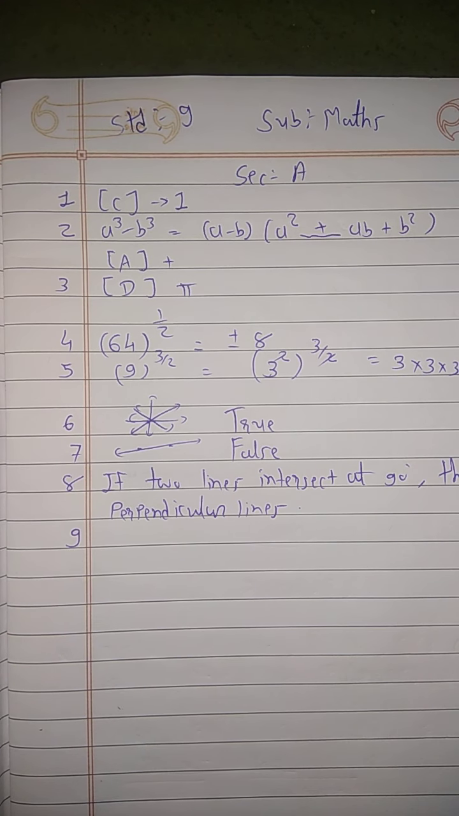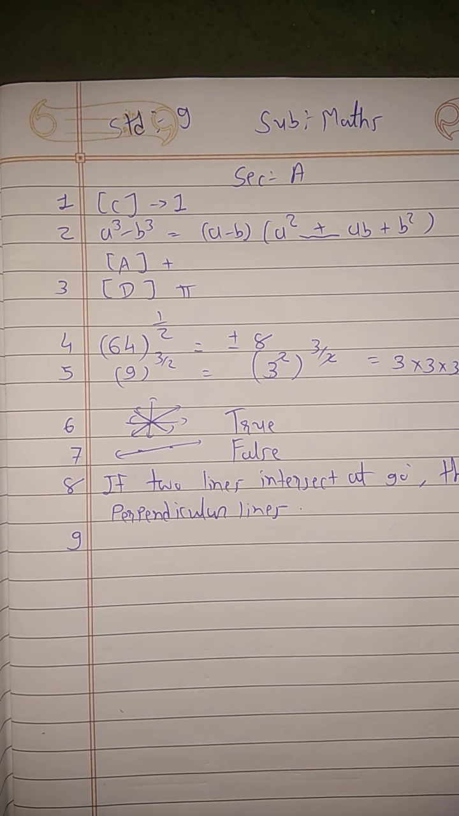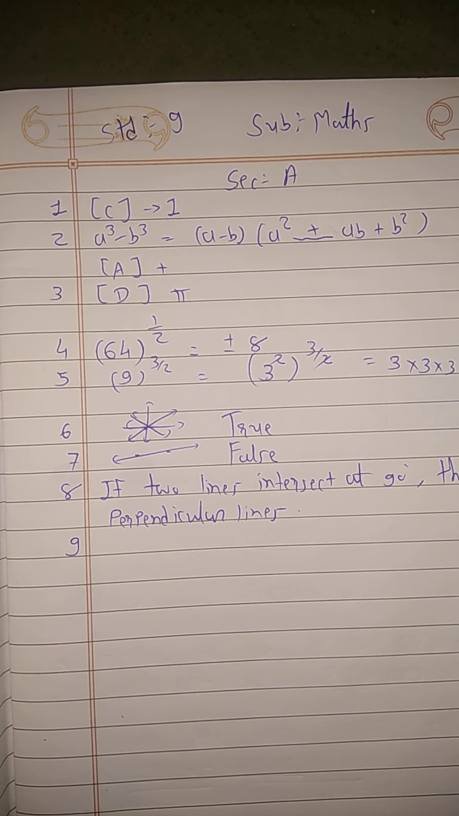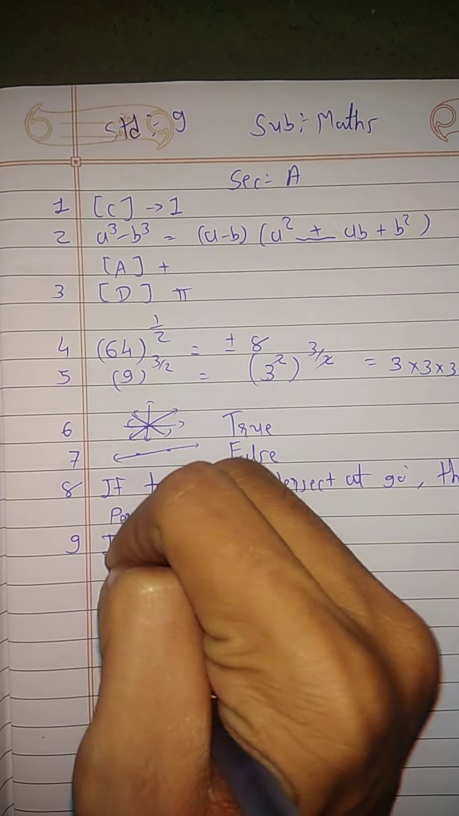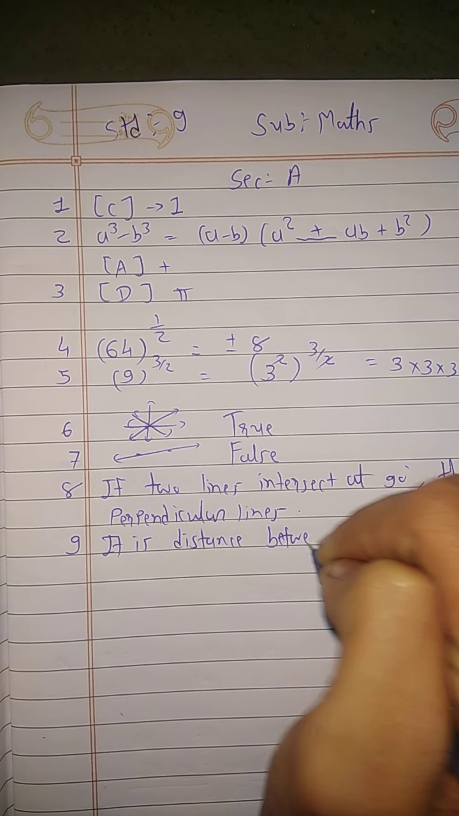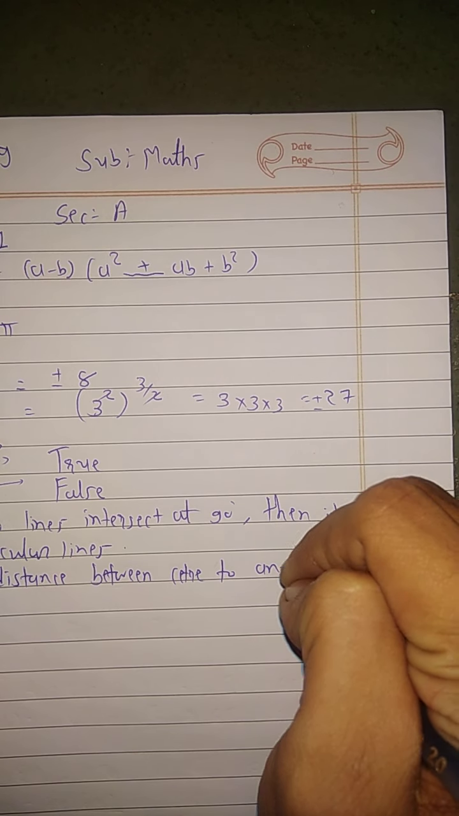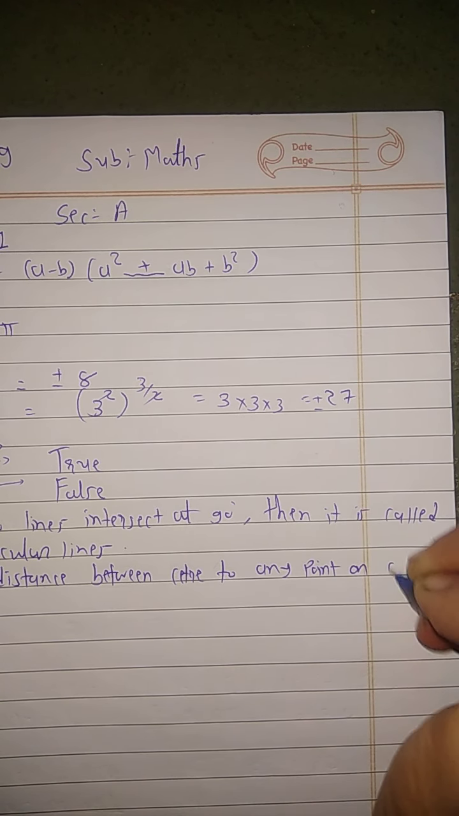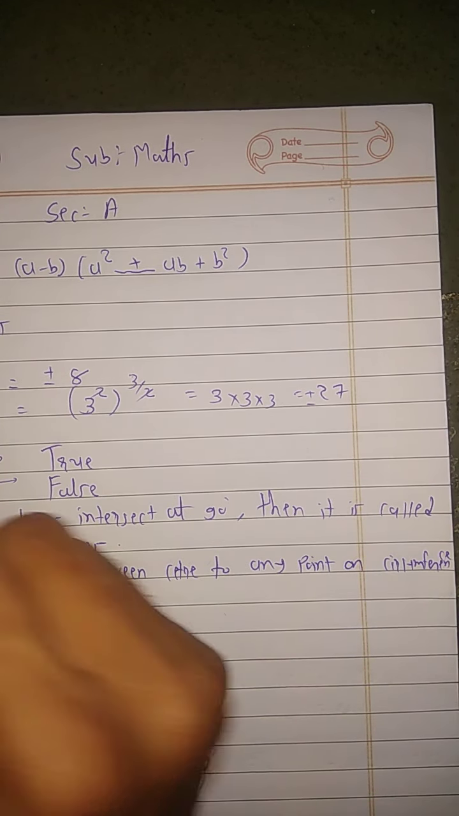Then number 9, write the definition of the radius of a circle. So what is the definition of the radius of a circle? It is the distance between the center to any point on the circumference of the circle.